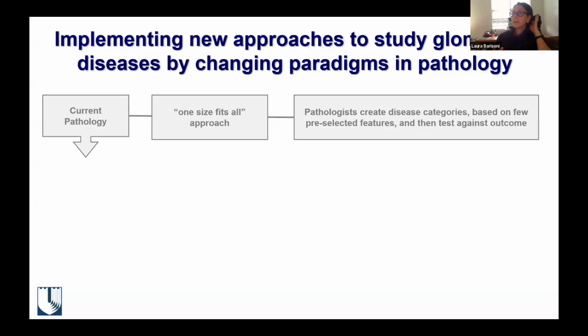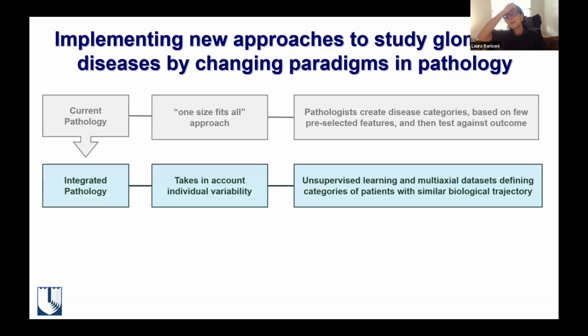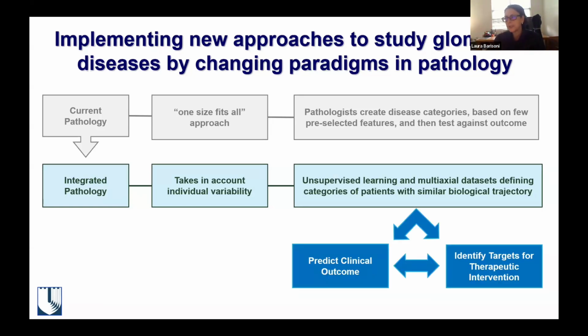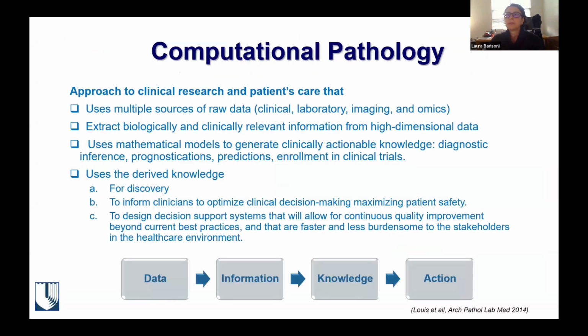Currently we have used a one-size-fits-all approach. Pathologists create disease categories based on a few pre-selected features, because we manually pre-select this handful of features and then test them against outcome. But really, we need to use an approach that is more integrated and takes into account individual variability, and use unsupervised learning and multi-axial data sets to define categories of patients that have similar biological trajectory, because that is what is important, the biological trajectory, not only what it looks like. So we can better predict outcome and identify targets of therapeutic intervention.